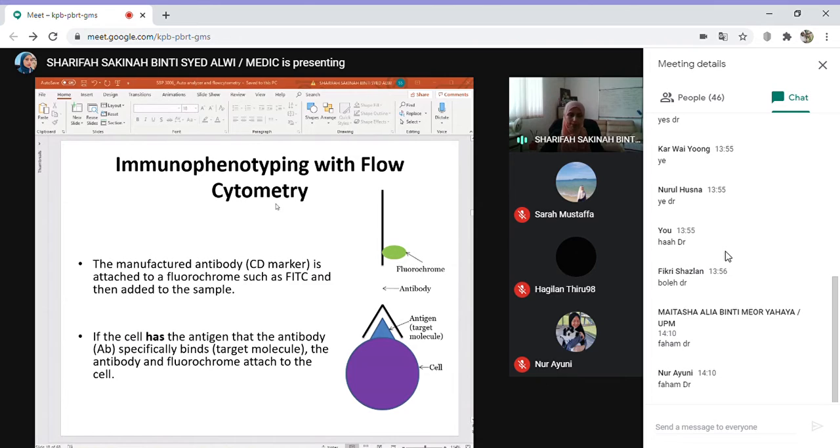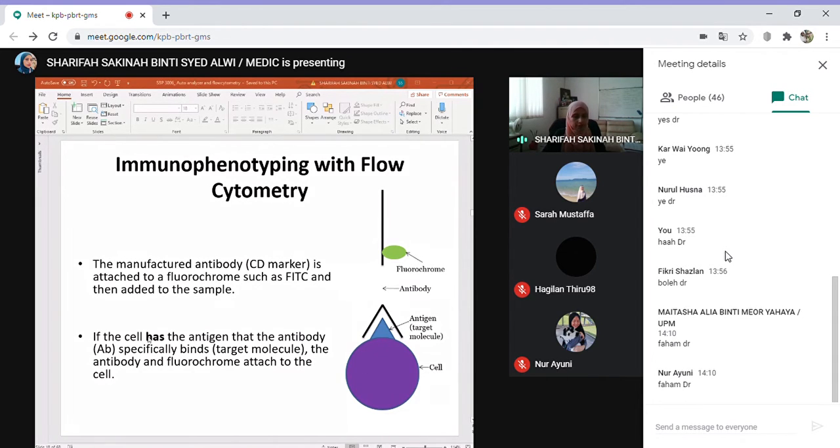So this is what happens in a CD marker. The manufactured antibody, usually the manufactured antibody we do customize. We make sure the antibody itself can have the particular signal that you want. So that's what we call a manufactured antibody or CD marker. The manufactured antibody is attached to a fluorochrome, such as FITC, and then added to the sample.